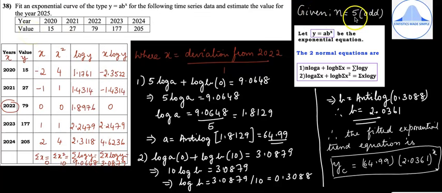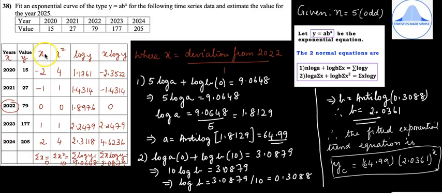First write given n equal to 5, which is an odd number. Then write let y equal to a into b to the power x be the exponential equation. The two normal equations are the first one, n log a plus log b summation x is equal to summation log y. Then the second normal equation is log a summation x plus log b summation x square is equal to summation x log y. So to find out x, the formula is deviation from the middle year. So the middle year is 2022 divided by h, where h is the difference between the years. In this case, it will be 1.